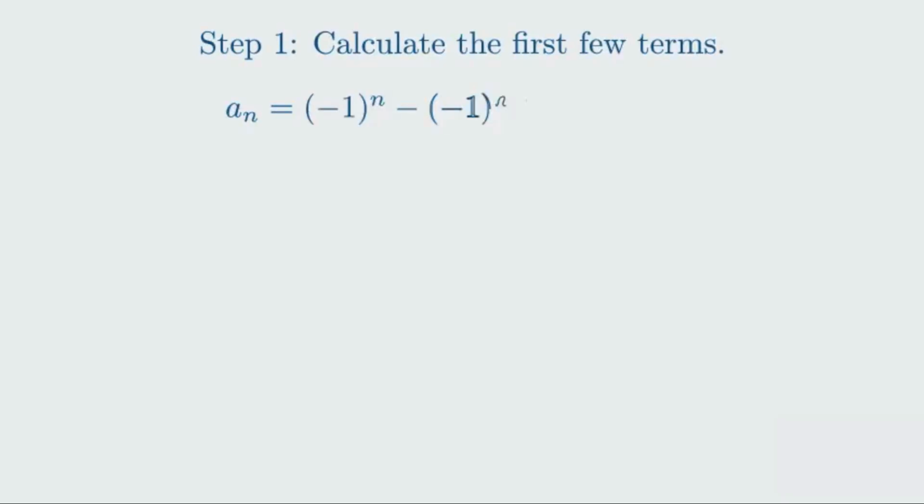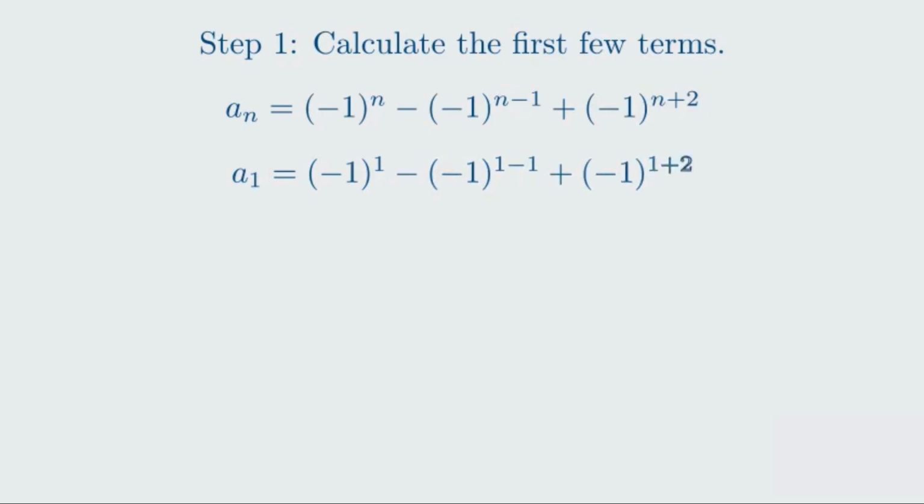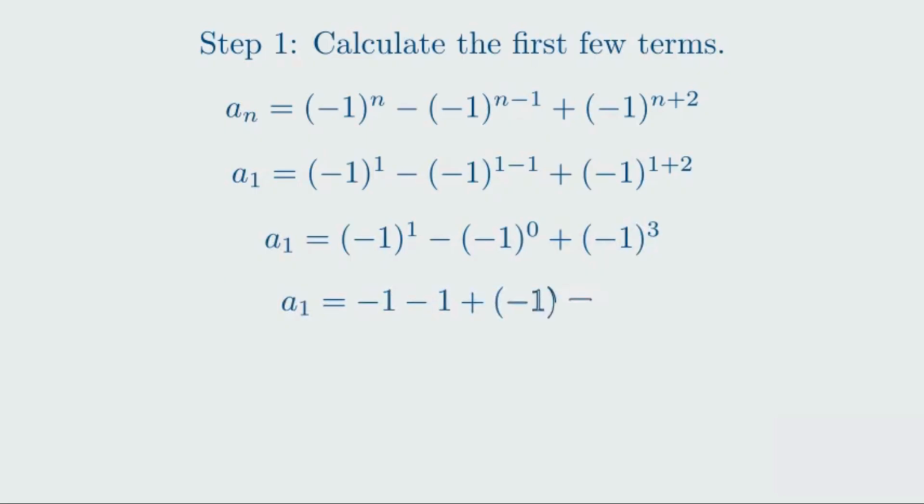Let's start by calculating the first few terms of the sequence to look for a pattern. This is a great strategy when you're faced with a new sequence. Let's begin with the first term, a sub 1. We substitute n equals 1 into the formula. This gives us (-1)^1 minus (-1)^(1-1) plus (-1)^(1+2). This simplifies to (-1)^1 minus (-1)^0 plus (-1)^3. Evaluating these powers, we get -1 minus 1 plus -1. This gives us -3. So our first term is -3.